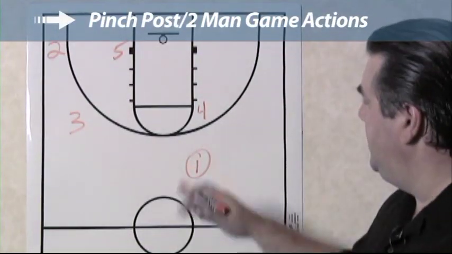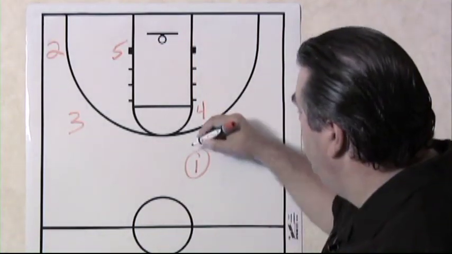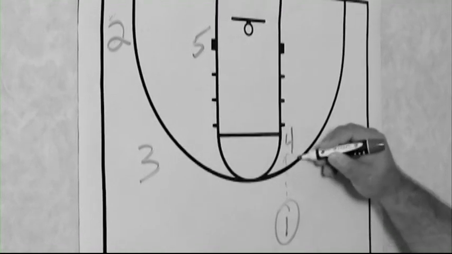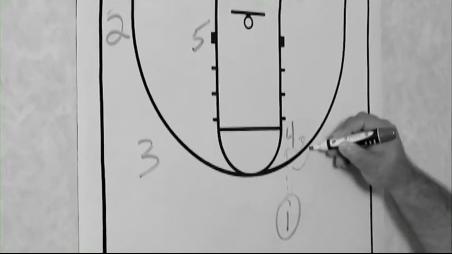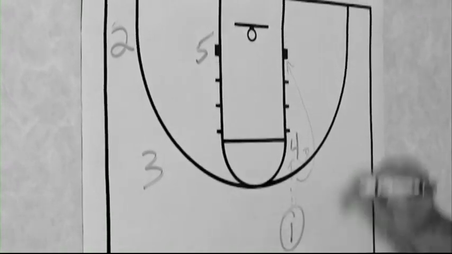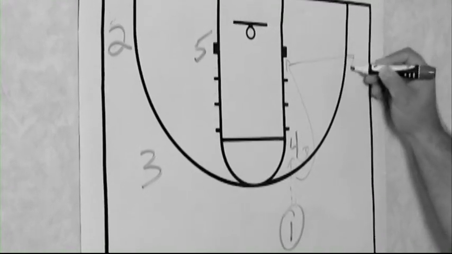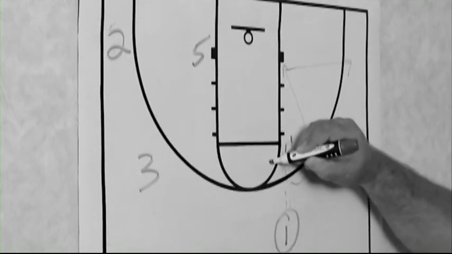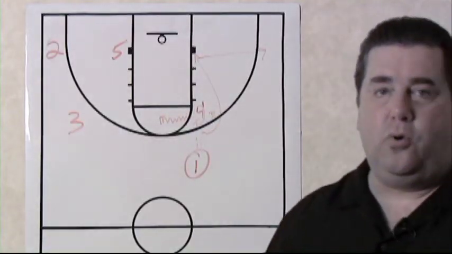Now we'll look at our last option in the pinch post of the two-man game, with number 1 passing to 4, 1 cutting off the outside pivot from number 4, cutting to the basket. If 1 does not get the basketball, he will pop out to the corner. 4 does not give it to him. Now 4 has the option to drive the ball towards the triangle side of the court.